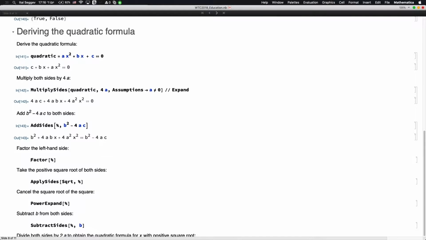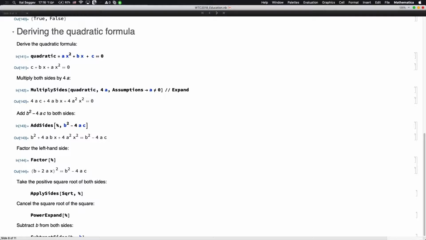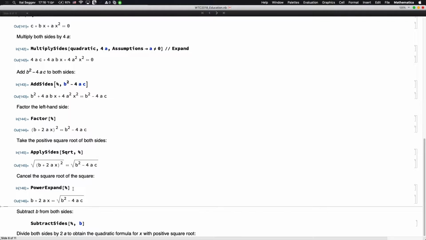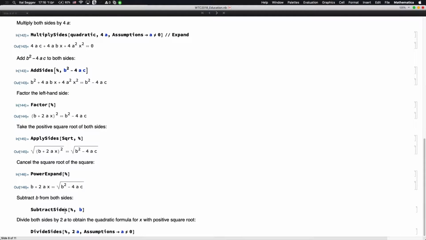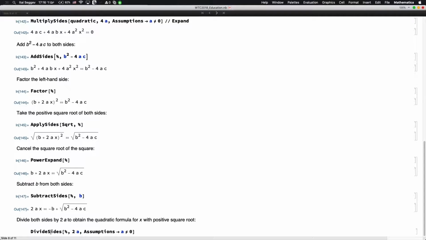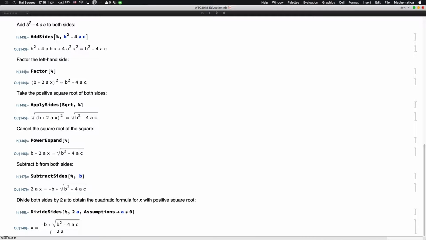You factor the left-hand side. You take the positive square root of both sides, which we do by first taking the square root and then applying power expand. Then you subtract b from both sides. And finally, you divide both sides, assuming a is not 0, which is okay because it's a quadratic equation. If a were 0, you would not have started out with a quadratic equation. And voila, x is minus b plus the square root of b squared minus 4ac over 2a.